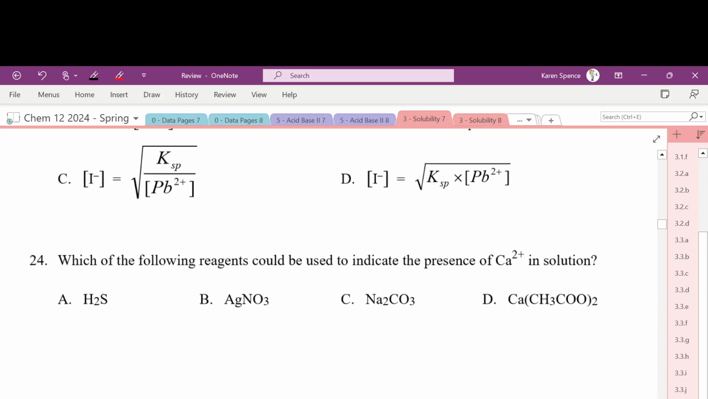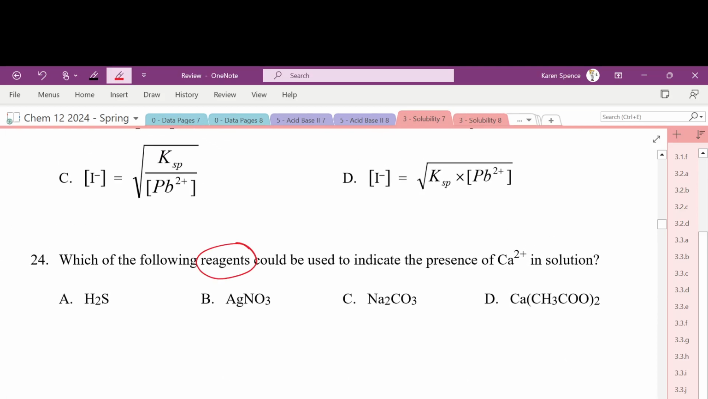Which of the following reagents? A reagent just means a reactant, okay? Does that answer your question? Maybe not. Half of it, okay. So a reagent is just a reactant. Which of the following reagents could be used to indicate the presence of calcium? So we're looking to see who causes a reaction with calcium, okay?